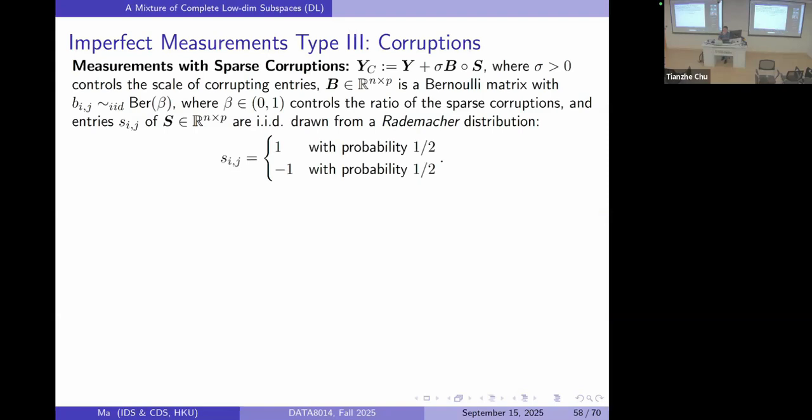The beta can be 0.3, which means you cropped roughly 30% of the entries arbitrarily. Beta can be 0% to 100%. Once those entries get selected, you can set them to be +1, -1, whatever, the maximum value. And you don't have to tell the algorithm which entry gets cropped. If you tell the algorithm which entry gets cropped, that becomes a completion problem. It's easier. Here you take the big matrix, you crop some entries, you don't tell the algorithm.